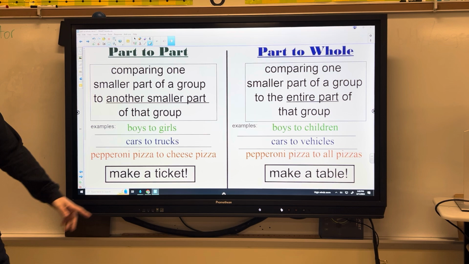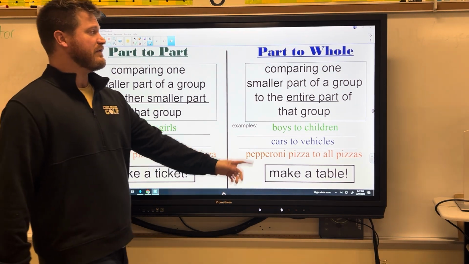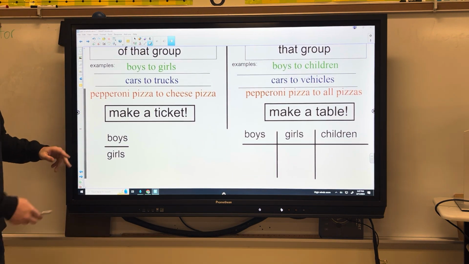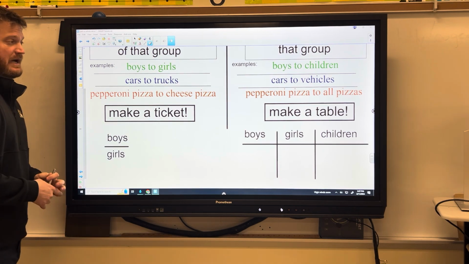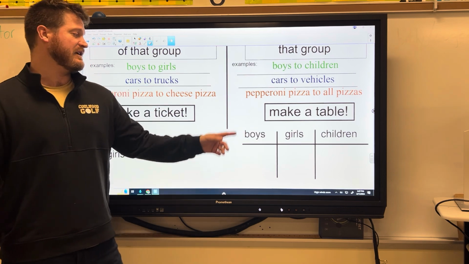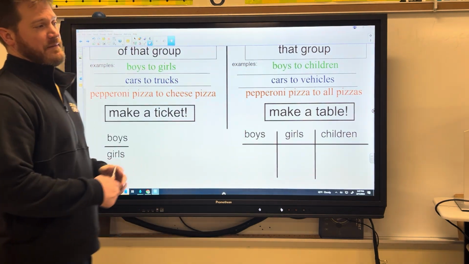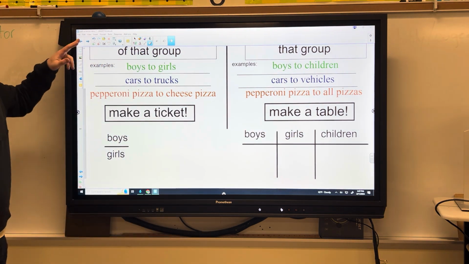Now how to solve each, we're gonna make a ticket for part to part problems, and we're gonna make a table for part to whole. Because if we make a ticket, look, it's just comparing two different things, a smaller part to a smaller part, so you just need the numerator and denominator. Whereas if we do part to whole, it requires a table because we gotta include boys, girls, and that third total item, that whole item. So table is gonna be part to whole, ticket is gonna be part to part.